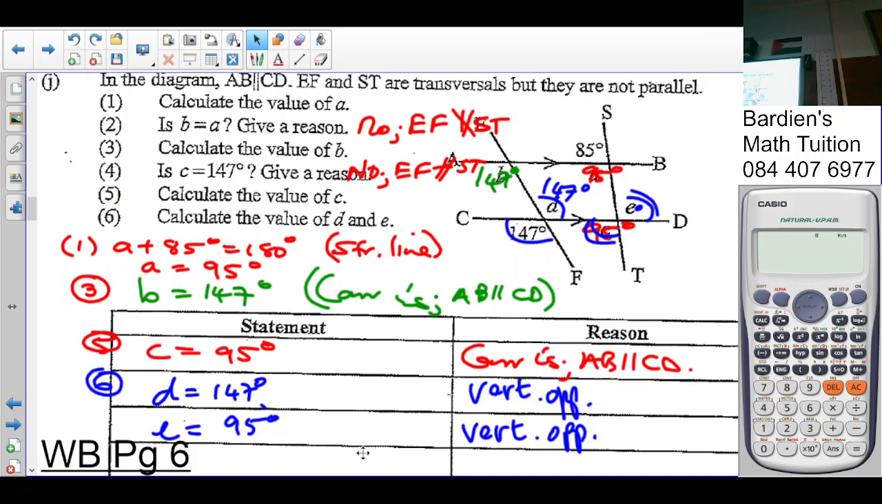Alright, when we come back for our maths period, we're going to look at the next type of problem and deal with parallel lines. Okay.